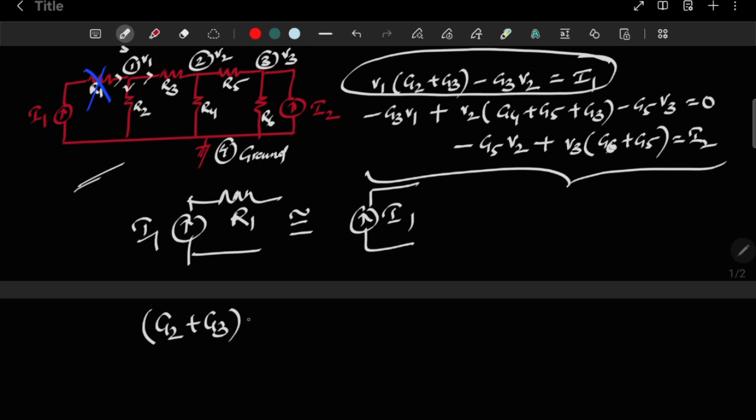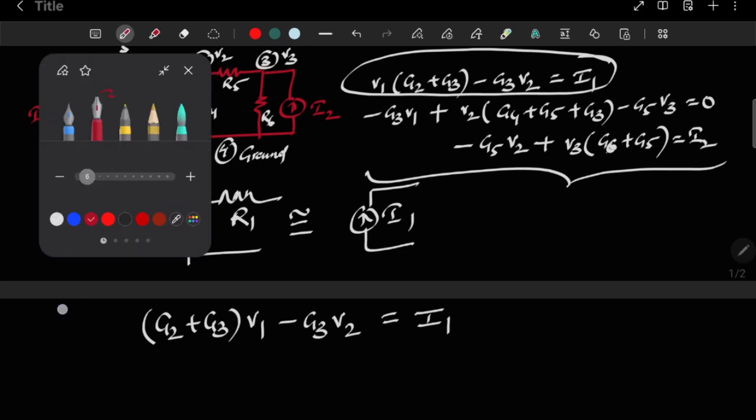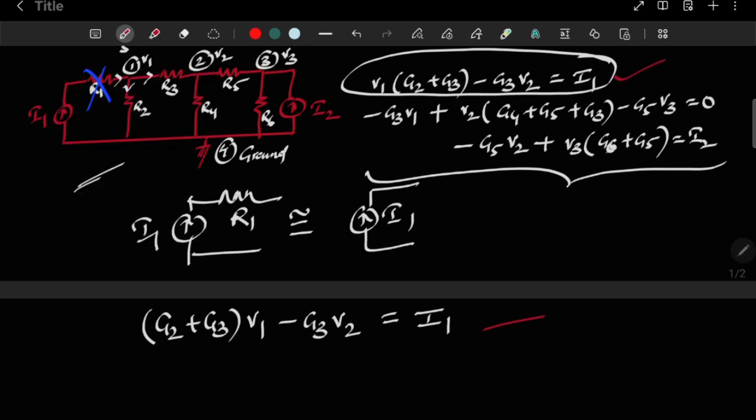These two are with the potential V1. But this G3 is related to potential V2 also. So whenever you are going to another node, then you need to take minus. So minus G3 into V2. So these are the two currents, and these are leaving the node. So it must be equal to the entering current, that is the independent current source current, that is I1. So this is what we got. Now you can check equation 1 that we have written previously. This one. Now it is also the same thing.